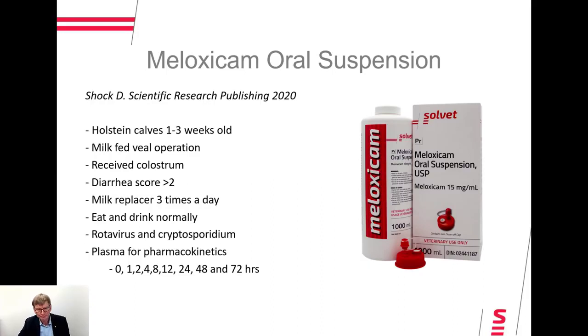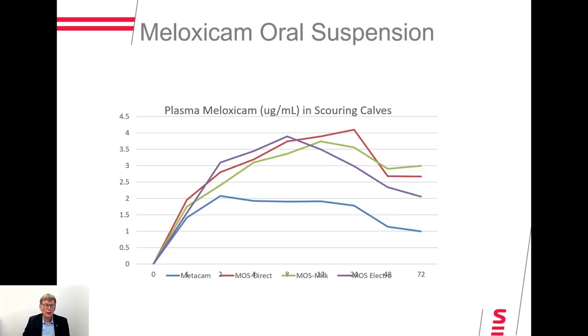This study was done in calves that were actually scouring, and they had rota and cryptosporidium. When you look at that, you see the blue line is the injectable meloxicam, and the three other lines are oral meloxicam in different presentations. The red line is the meloxicam given directly in the mouth. The green line is the one given in the milk, and the purple line is the meloxicam given in electrolytes. As you can tell, there is very little difference.